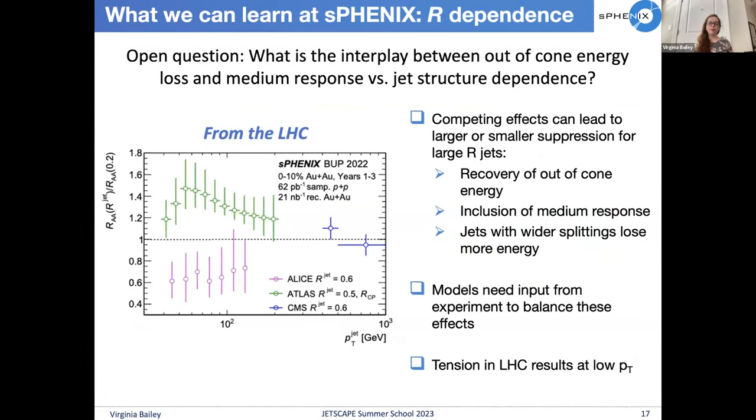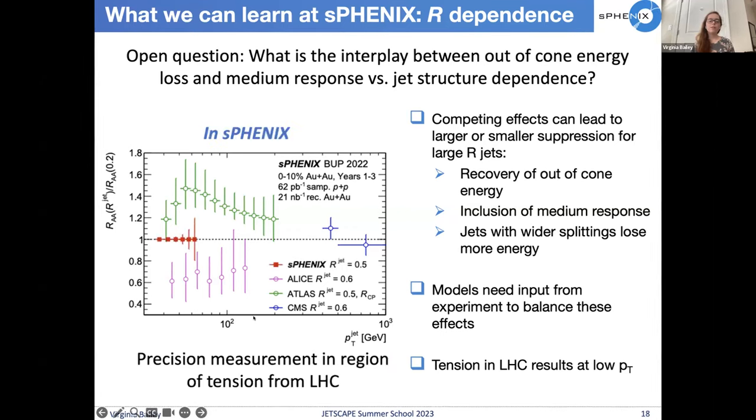Another interesting question that has been discussed a lot, especially in recent years, is the R dependence of energy loss. Going to larger radius jets, you can have competing effects. If you increase the size of your jet, you're recovering more out-of-cone energy loss and including more of the medium response. But at the same time, we expect that jets that have wider splittings will on average lose more energy than those that are more collimated. I think it's important that models need input from experiment to balance these different effects that they're putting into their models. In the results currently from the LHC, there's a bit of tension at low pT. And where sPHENIX can contribute is exactly in that region of tension, where we expect to have nice precision measurements of the radius dependence of energy loss.